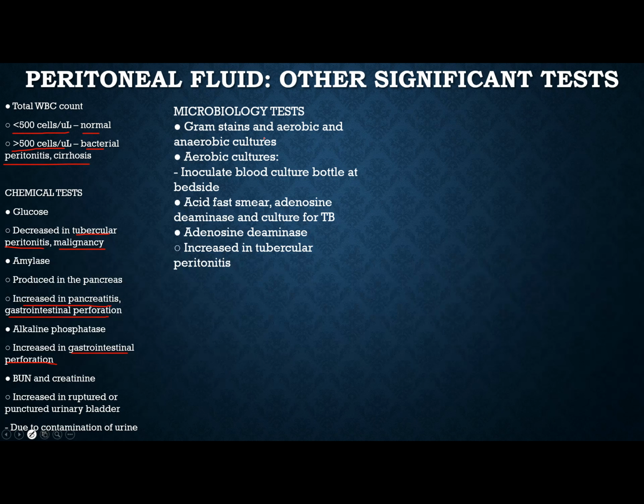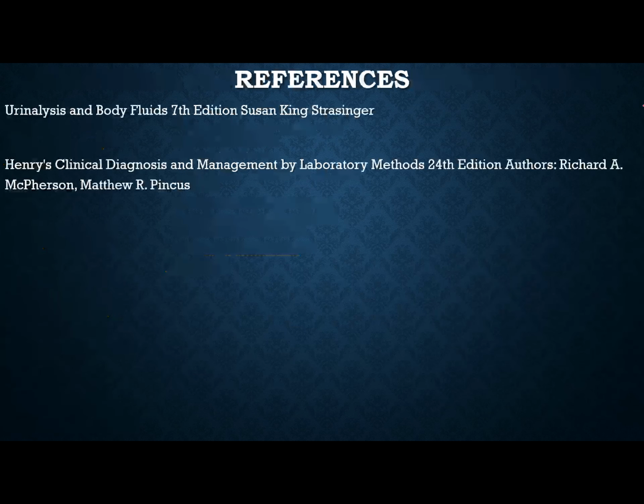Then microbiology tests: gram stain, and aerobic and anaerobic culture. For aerobic cultures, class, you need to inoculate blood culture bottle at bedside. For acid fast smear, we have your adenosine deaminase and culture for TB. Adenosine deaminase increases in tubercular peritonitis. So that ends your serous fluid, class. So do memorize the tables. Thank you.